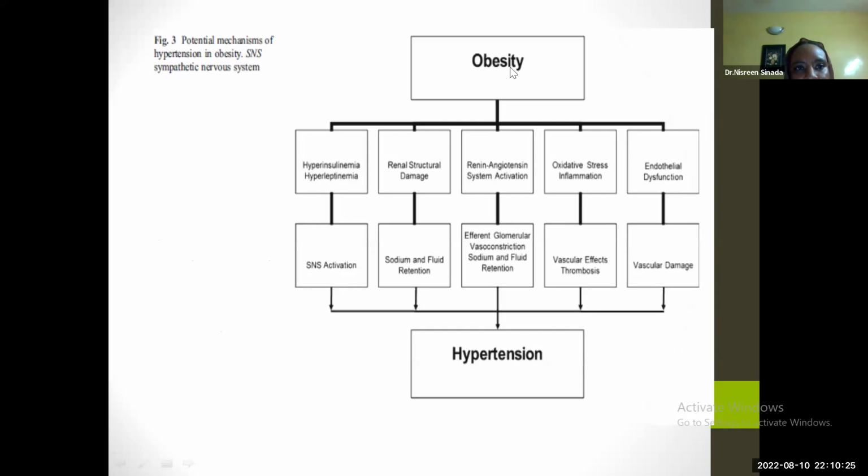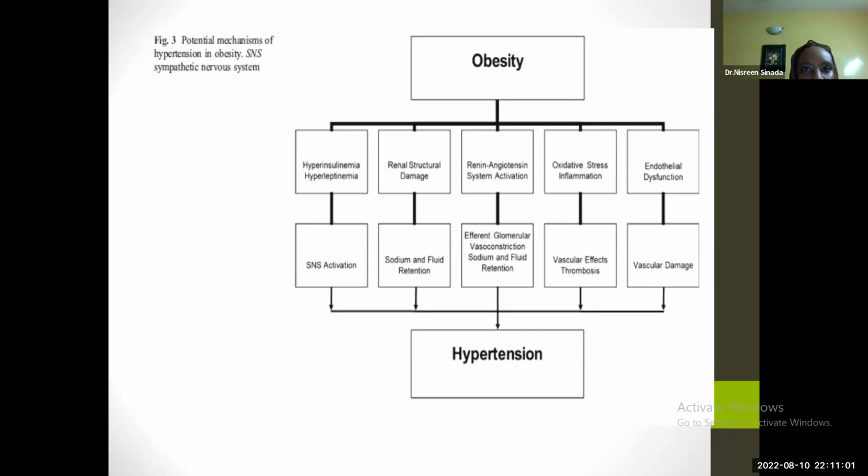This is the mechanism of hypertension in obesity. Obesity can cause hypertension due to hyperinsulinism and hyperlipidemia, which cause sympathetic nervous system activation, renal structural damage, and sodium and fluid retention. Obesity can also cause renin angiotensin system activation, affecting glomerular vasoconstriction, sodium and fluid retention, and cause oxidative stress, inflammation, vascular effects, thrombosis, endothelial dysfunction and vascular damage, which lead to hypertension.